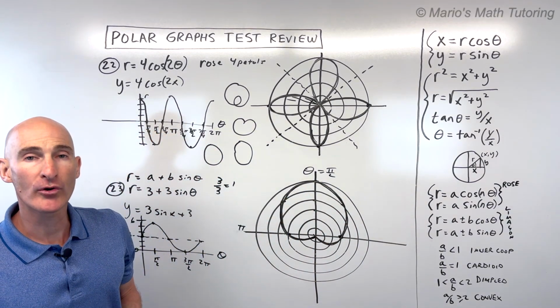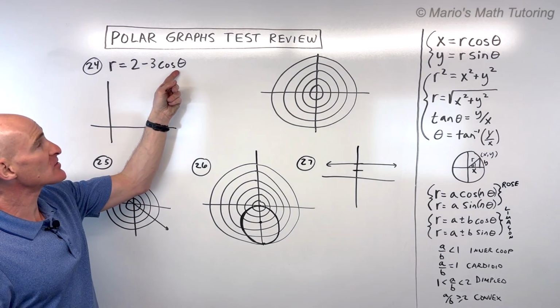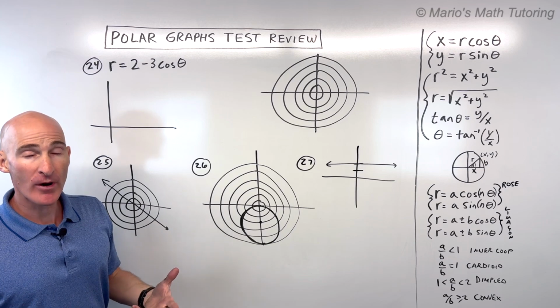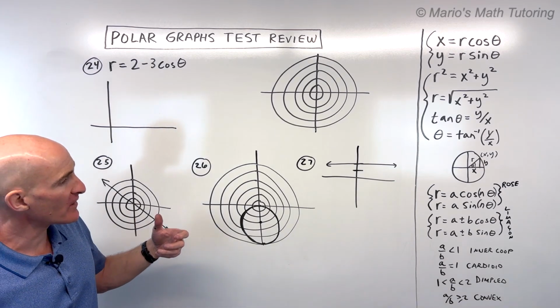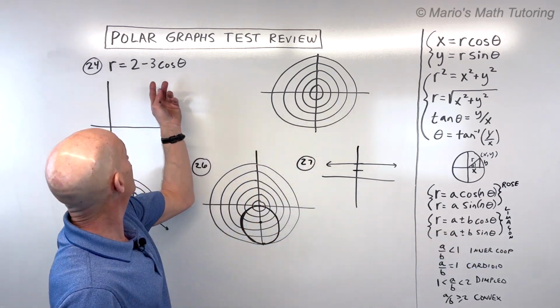Let's do some more polar graphs. For 24, let's do another polar graph. We want to graph R equals 2 minus 3 cosine theta. Now, just for reference, you might want to recognize the form that this is in. It's in the Limaçon form, let's write this down.